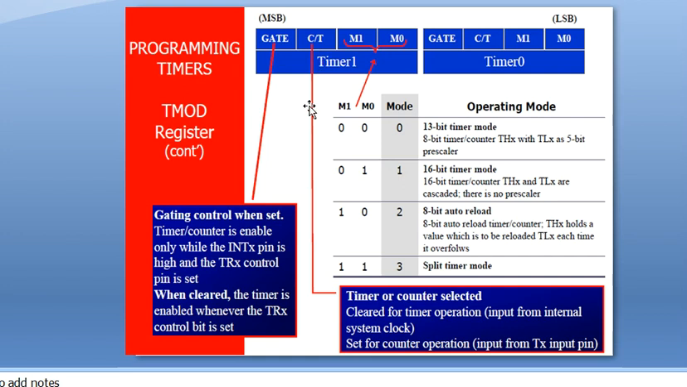Then about this one, this is gate control. When set, the timer or counter is enabled only when the INT pin is high and the TR control pin is set. When cleared, the timer is enabled whenever the TR control bit is set, right? So this gate is a control bit, and this C/T is going to make your timer or counter work as a timer or a counter, right? So this is how we make the different modes for our timer or counter. We are going to see it in detail further, but this is just for review.